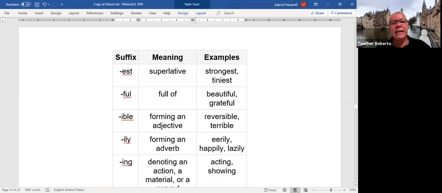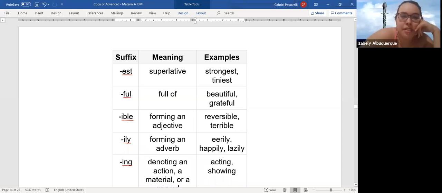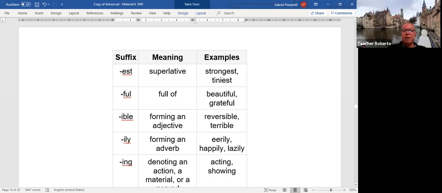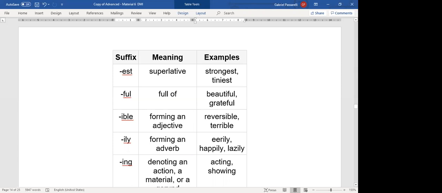Okay, so, EST, can you read that for us, please, Big Mouth? What is the meaning of the suffix? What is the meaning of it? And what are the examples given? Please, read everything. EST means superlative, like strongest or tiniest. Okay. What about the other one, Raquel? Full. Full of, beautiful, grateful.